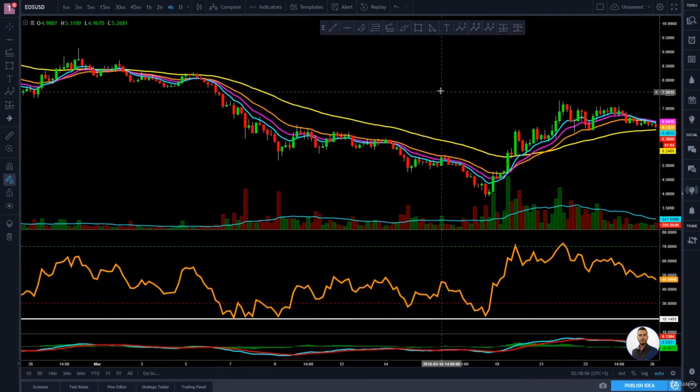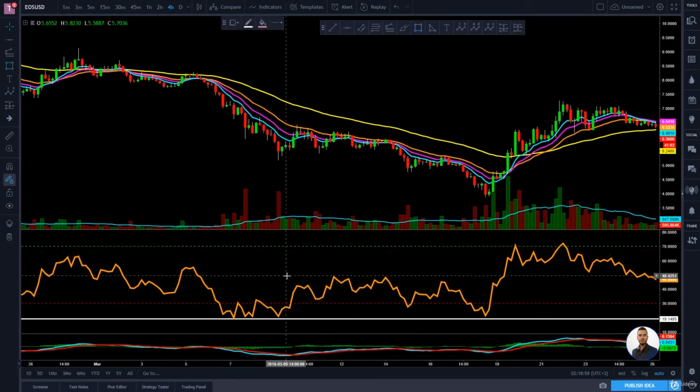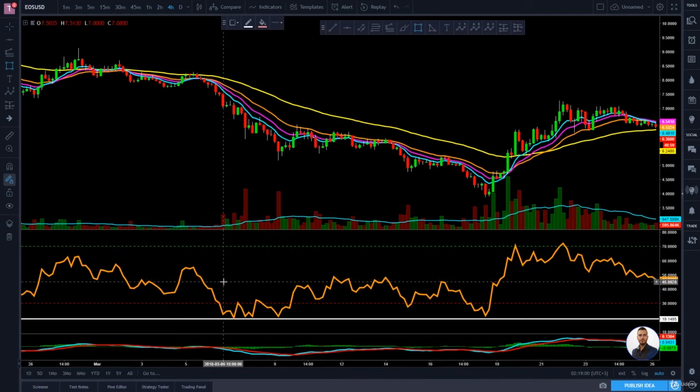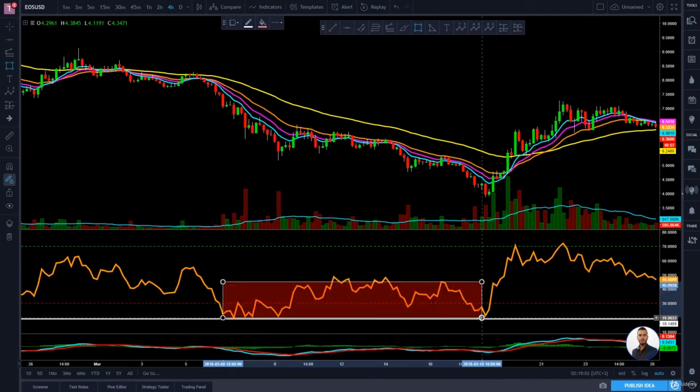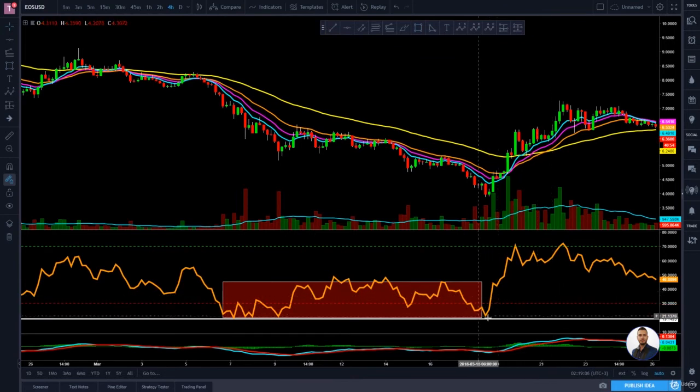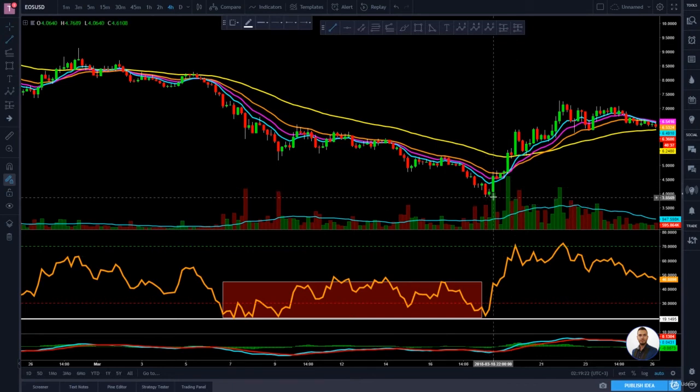I will take my rectangle tool to highlight this area of 40, 45 to the oversold region of 30 and below. So for me, this point right here on the RSI now will be enough confirmation to enter a buy position, because we see that the volume is slowly increasing and this support range of 19 on the RSI held very strong.